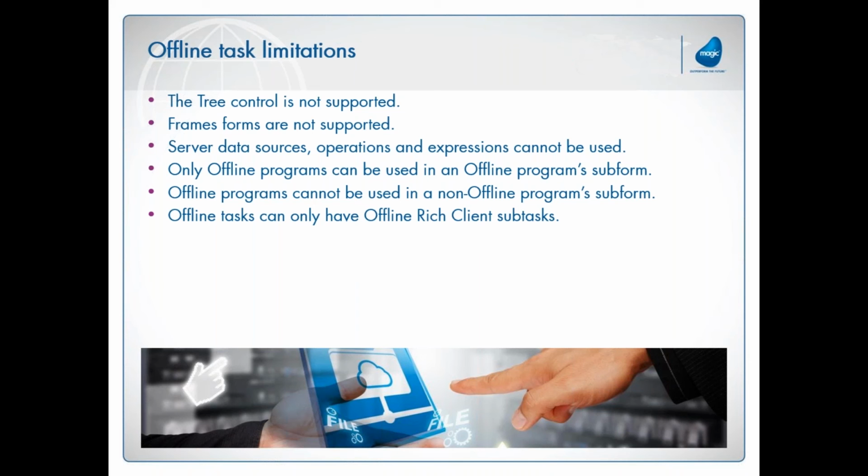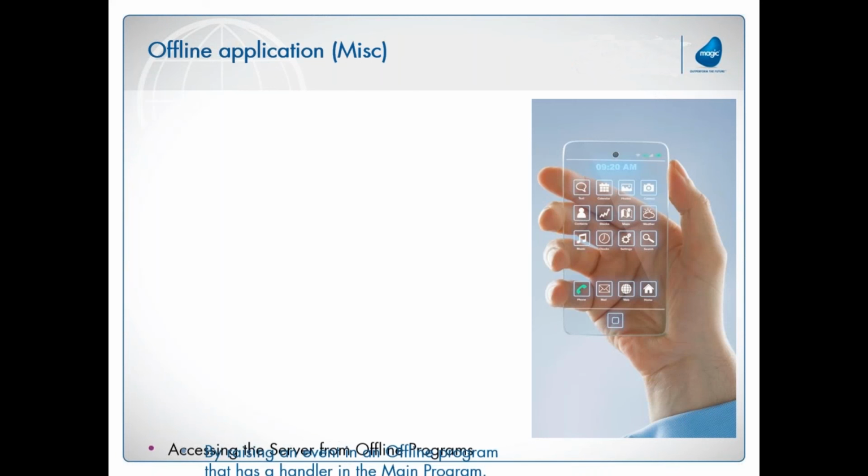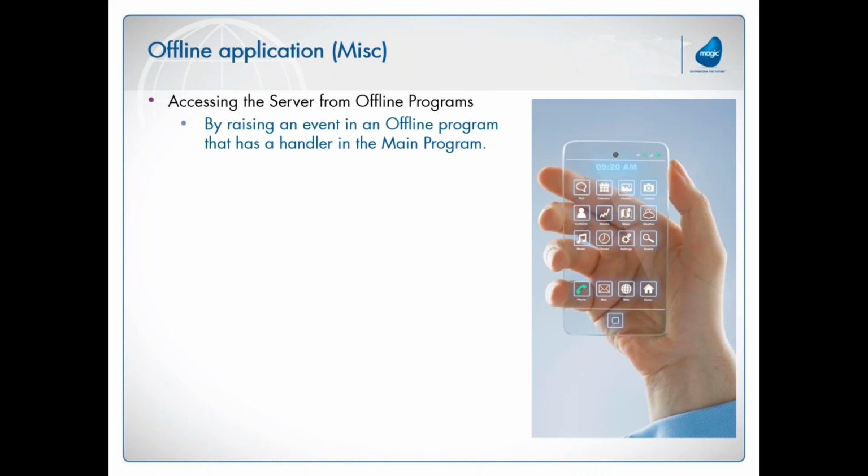One more thing is that the task prefix in an offline task is also a local client-side handler, unlike non-offline tasks. Similar to that limitation, only offline programs can be used in an offline program subform, and offline programs cannot be used in non-offline program subforms. And offline tasks can only have offline rich client subtasks. So these are most of the limitations of offline tasks. Moving onwards, some other information about offline programs.